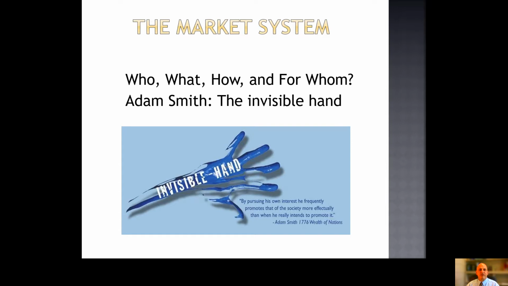Adam Smith, often called the father of modern-day economic thought, believes that the market system was guided by an invisible hand, the idea being that there was no central mechanism that coordinated all of our choices and decisions, that the market just engaged with itself and coordinated itself as though there were an invisible hand guiding it.